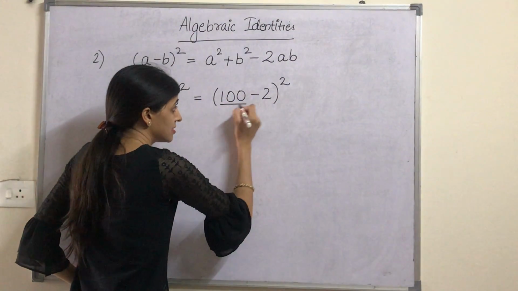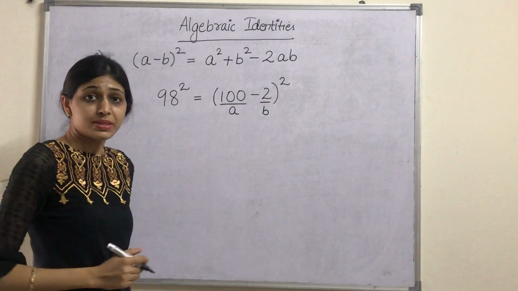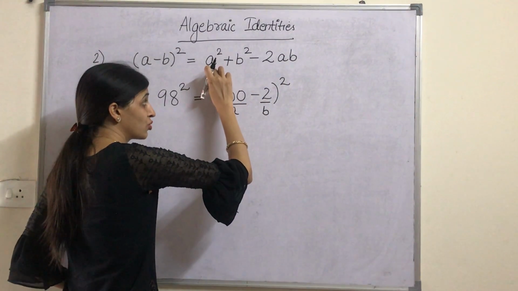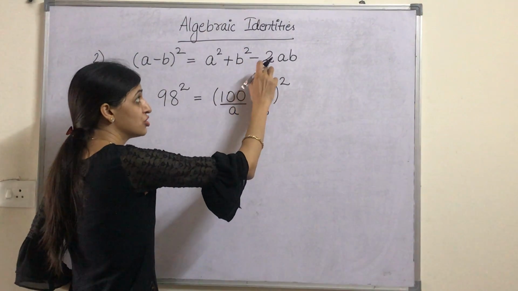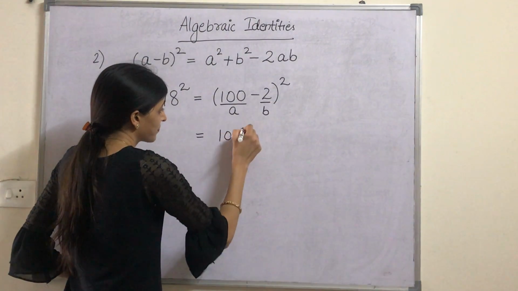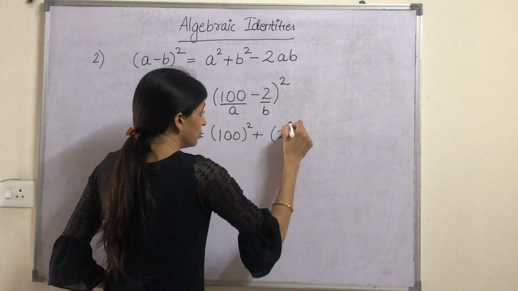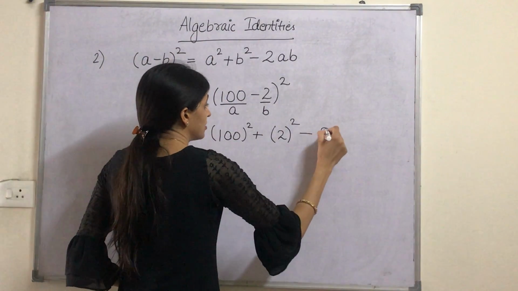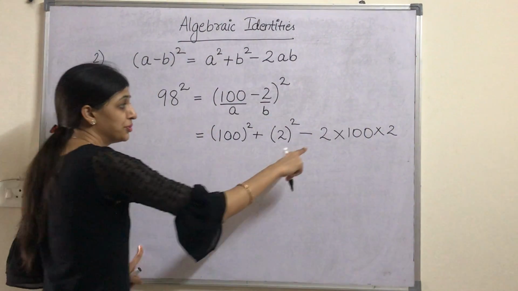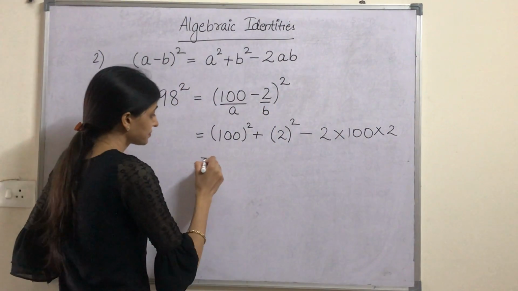What is this form? This is A, and this is B, as both are different numbers. So (A minus B) whole square. What is the answer? First term square plus second term square minus 2 into first term into second term. First term is 100, so 100 square plus second term 2 square minus 2 multiplied by 100 multiplied by 2. That is 2AB. What is A? 100. What is B? 2. Right?